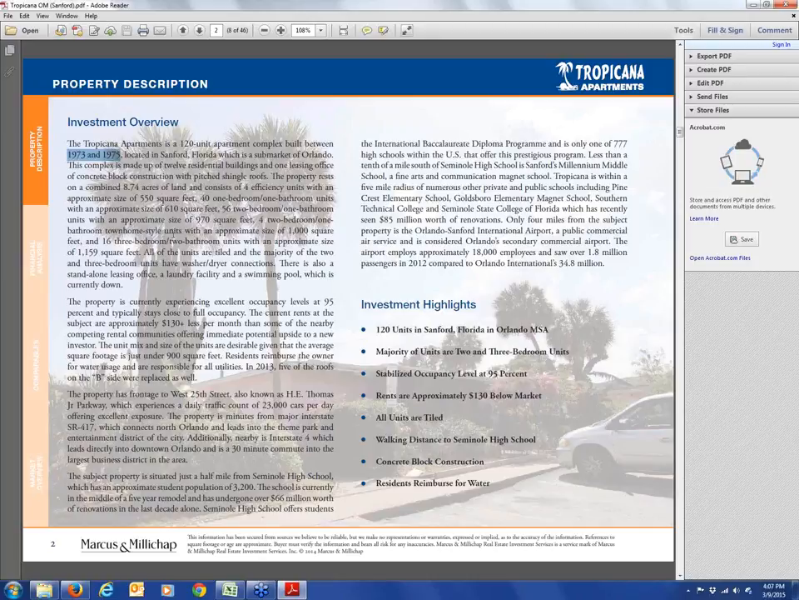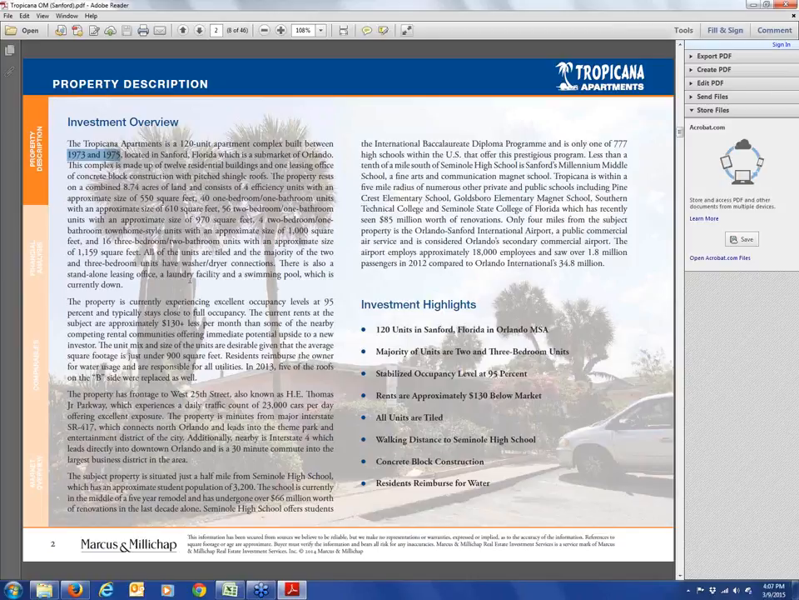What do you know? I was right on the money. Must be my first day on the job. With an approximate size of 1,000 square feet. Okay, so we're looking at pretty good size units. All of the units are tiled, and the majority of the 2 or 3-bedroom units have washer-dryer connections. All right, so if they have washer-dryer connections, we know we're not going to see much income from the laundry contract, because there shouldn't be much of a laundry contract.